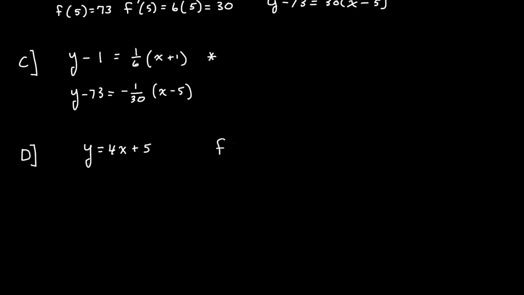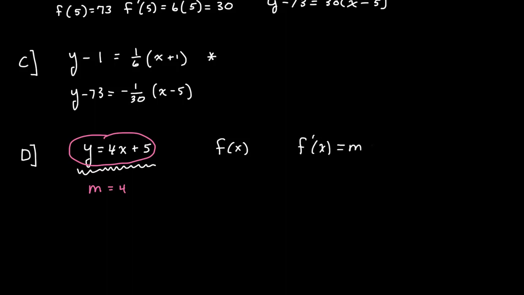Next, we want to find the points on f of x where the slope is parallel, or the tangent line is parallel to this line. So the important information we take from this line would be its slope. We know that this line has a slope of 4, which means f prime of x has to equal 4. The slope, which is f prime of x, has to also equal 4. We have to figure out where that's going to happen.